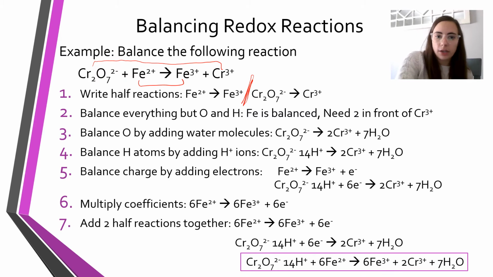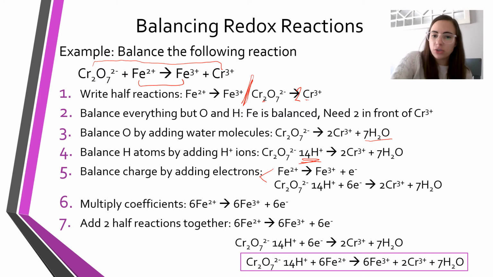Well, we have one iron and one iron, so those are already balanced. Now I have two chromiums here and only one over here, so I've got to add a 2 in front of that chromium. Now I'm going to balance any oxygen atoms with water. I don't have any oxygen in the iron half reaction, but in the other one I have 7. So I've got to add 7 waters on the right-hand side. Now that I've added 7 waters, I have 14 hydrogens on the right. So I have to balance that by adding 14 hydrogens on the left.